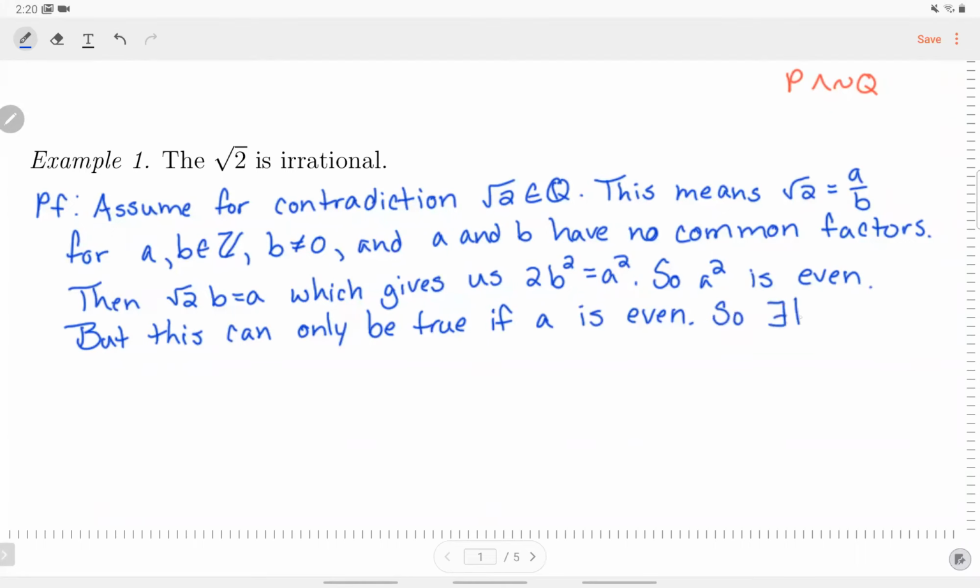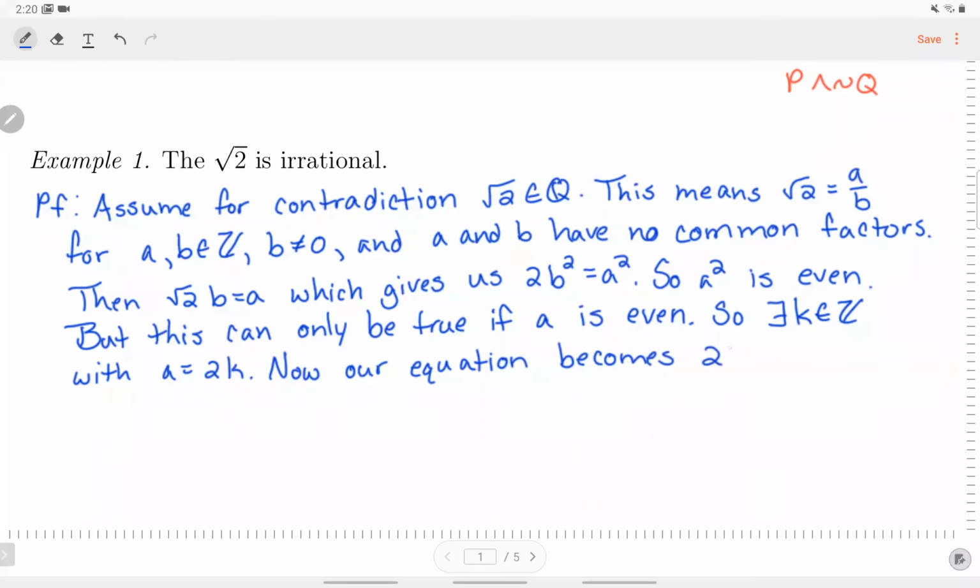So there exists k in the integers with a equal to 2k. Well, let's put that into our equation. So now our equation becomes 2b squared equals 4k squared.